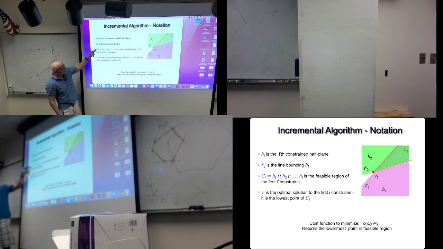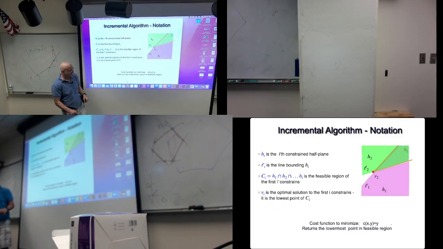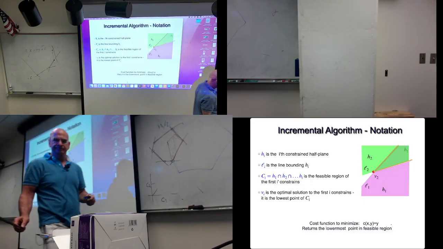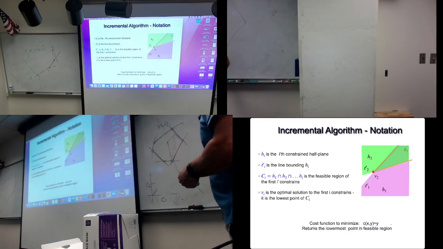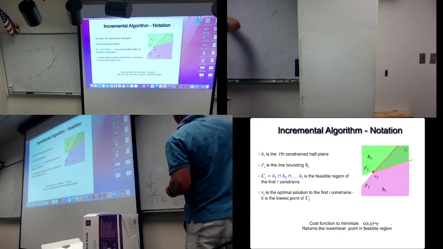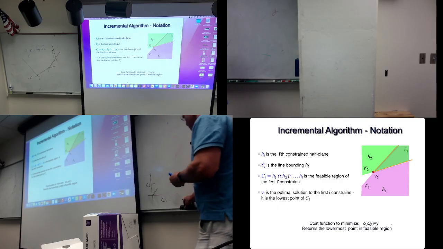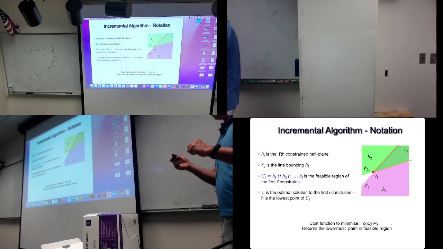Vi is something that I am going to compute for i equals 2, 3, 4, 5, for every i as I'm adding half-planes. What is Vi? It's the optimal solution for the first i constraints. That is the best solution in Ci. Just to see that people feel comfortable with the notation, I'll draw something and you'll tell me what is Vi.